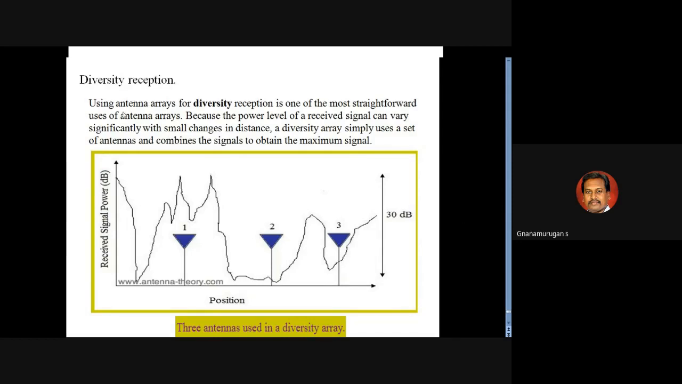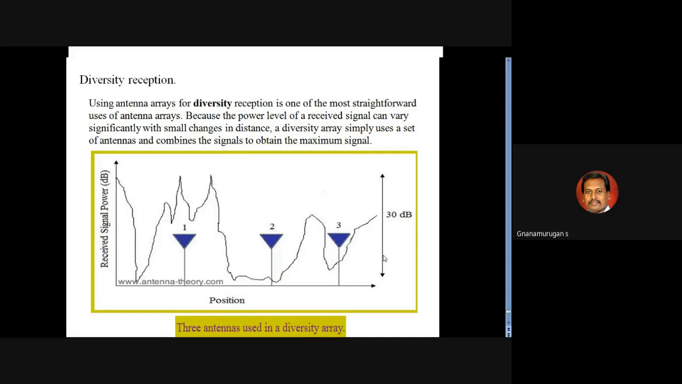So what does diversity reception mean? Using antenna arrays for diversity reception is one of the most straightforward uses of antenna arrays, because the power level of a received signal can vary significantly with small changes in distance. A diversity array uses a set of antennas and combines the signals to obtain the maximum signal.